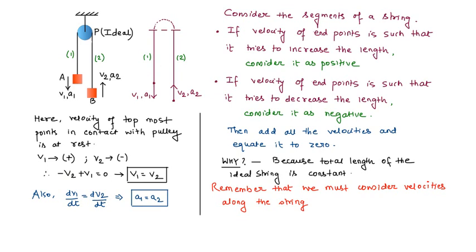Now if you differentiate this expression, you will get the relation in acceleration of the two blocks. So I can say dv1 by dt is the acceleration a1 and dv2 by dt is the acceleration a2. So a1 will come out to be equal to a2.